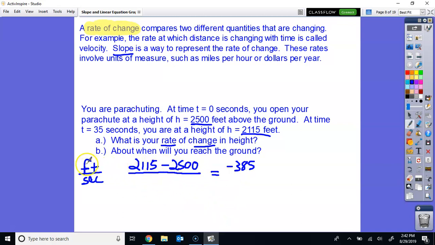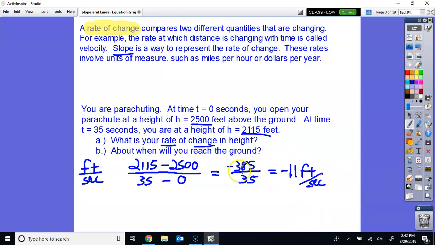On the bottom, you have feet per second. So on the bottom, you're going to put your seconds. 35 seconds for that measurement and 0 seconds at the beginning. Now, this is a pretty easy one, 35 minus 0. The change in time has been 35 seconds. So you have the change in feet, the change in time, but it's going to give you feet per second as a measurement. If you divide this, you'll actually see that it is negative 11 feet per second.